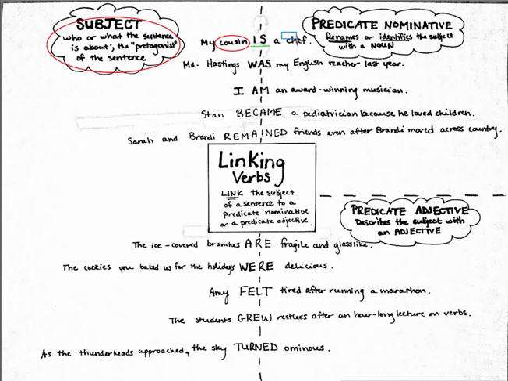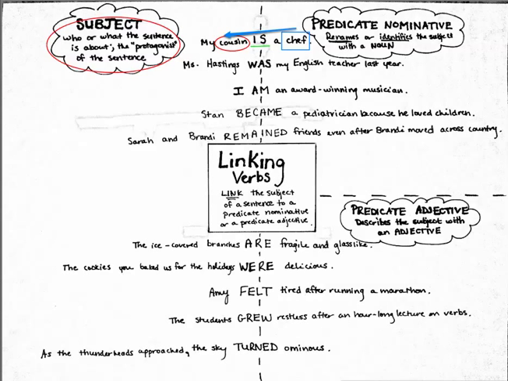So what this sentence is doing is linking the subject of the sentence to the predicate nominative chef. Predicate nominative is really just a fancy word for noun. Basically, a predicate nominative renames or identifies the subject of a sentence with a noun. My cousin is a chef. Chef is a noun. It tells you more about my cousin.